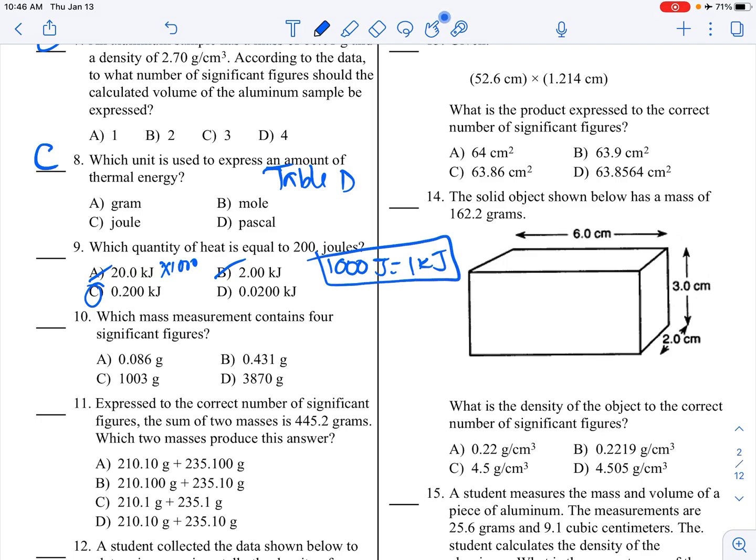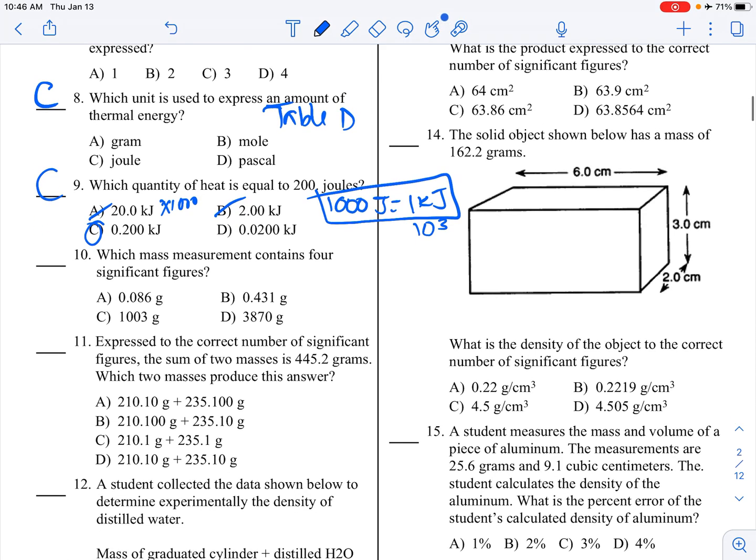So this conversion factor is important. Kilo is 10 to the third, so that's larger, which has 4 sig figs. Okay, so let's talk about this first number and B. So A and B are numbers less than 1, which means you start at the decimal place and you move from left to right. So I skip that 0 and I count 8 and 6. So that has 2 sig figs.